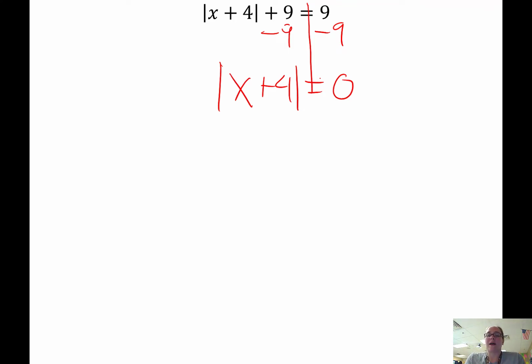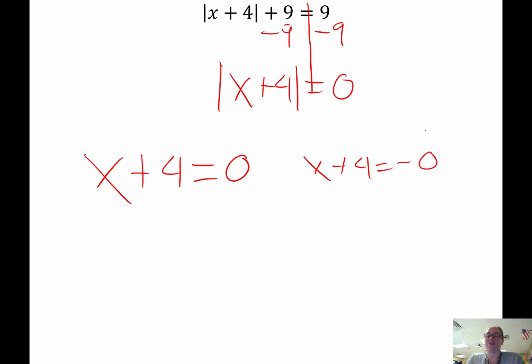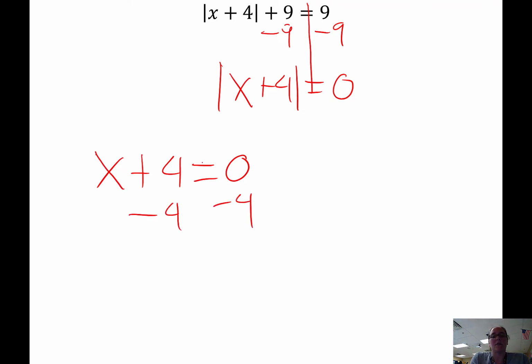So we're at a stage where we could split it into our 2. I get x plus 4 equals 0, and x plus 4 equals, I can't do negative 0, can I? So instead of having 2 here, anytime I equal 0, I only have one solution. That's the only time we get one solution. So I'm going to subtract 4 on both sides, giving me x is equal to negative 4.